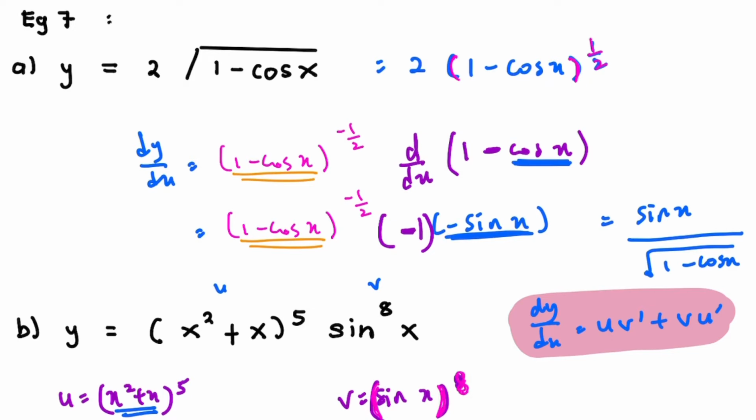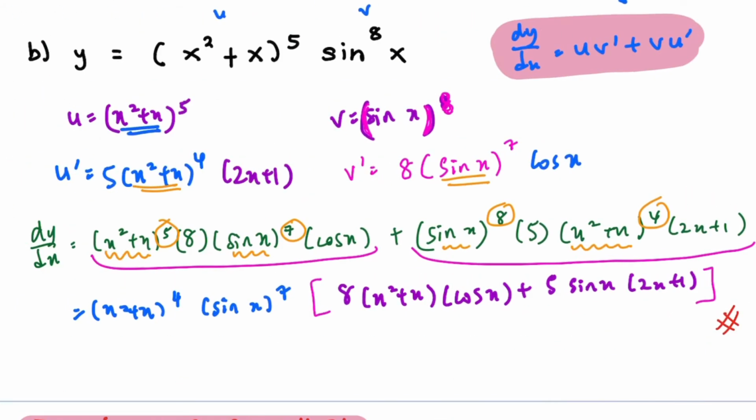So now let's rearrange our answer. The first term here is to the power of negative half, so let's bring it down to the denominator, as a square root. And then minus times minus is positive. And for the numerator, we are left with sine x. Therefore, this is your final answer.